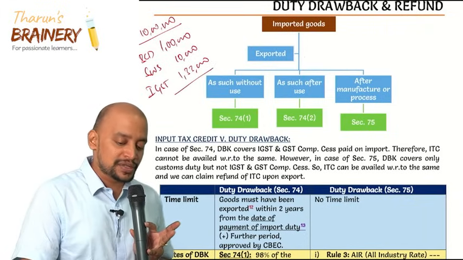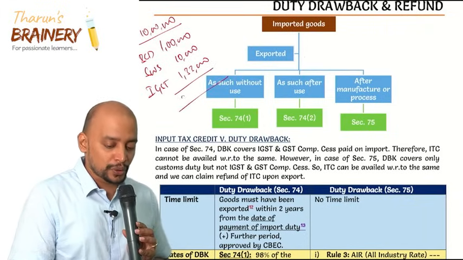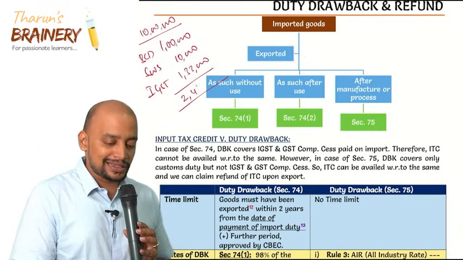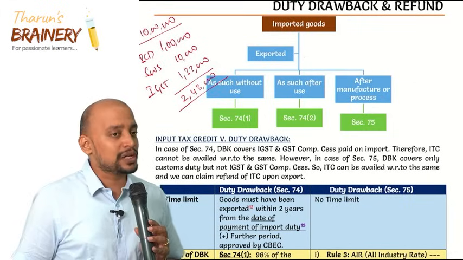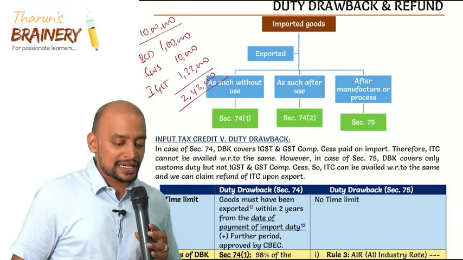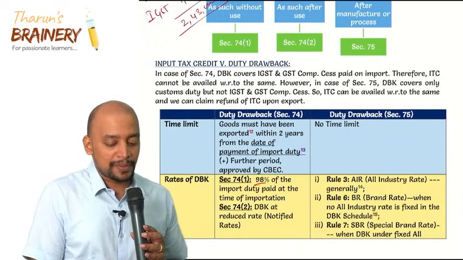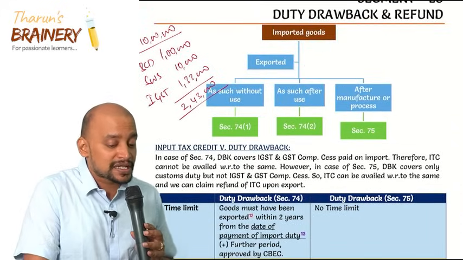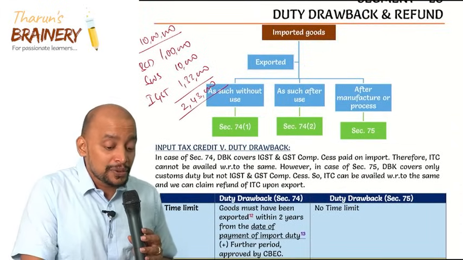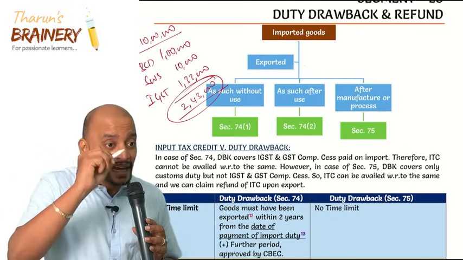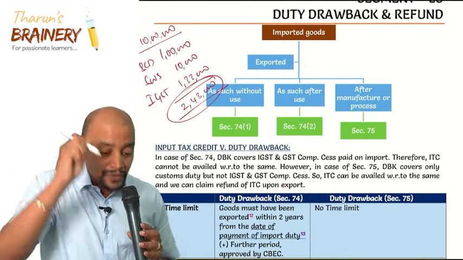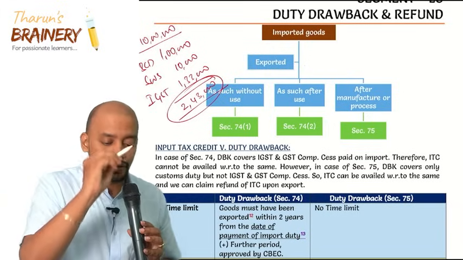Now the total customs duty is what? 2,43,000 will be the total customs duty. In this total customs duty you will get 98%. So you will not get 98% of 1 lakh or 1 lakh 10. You will get 98% of entire 2,43,000. Now in this place, what is your answer?